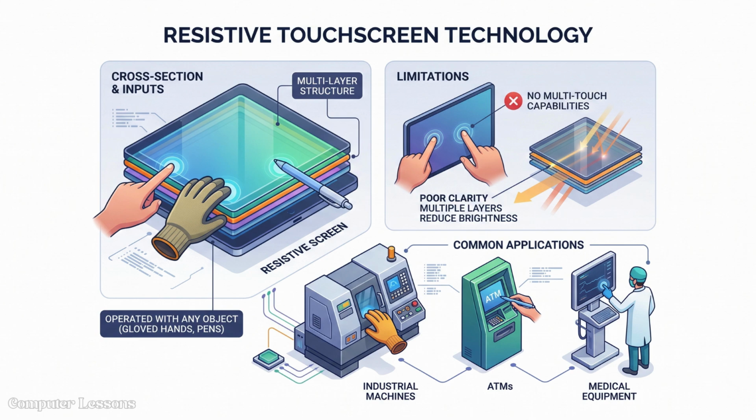Resistive screens are incredibly rugged and can be operated with any object, including gloved hands or plastic pens. However, they lack multi-touch capabilities and suffer from poor clarity because the multiple layers reduce brightness. They are most commonly found in industrial machines, ATMs, and medical equipment.